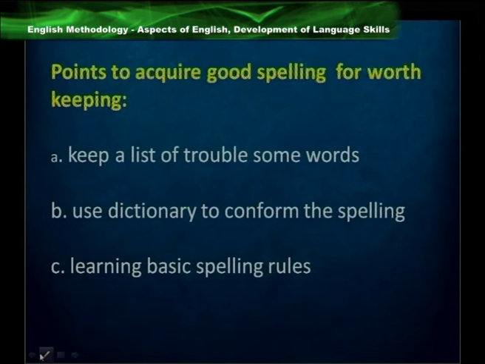The next one, use a dictionary to confirm the spelling. While writing, we have to use the dictionary. The dictionary is one of the reference sources for us to give the complete spelling, as well as how we have to use a word. For example, one word we can use in different forms. In one situation we use the word one way, in other situations we use it in another form. So the dictionary confirms the spelling. Once we follow these instructions to write the book, we will keep the spelling correct.